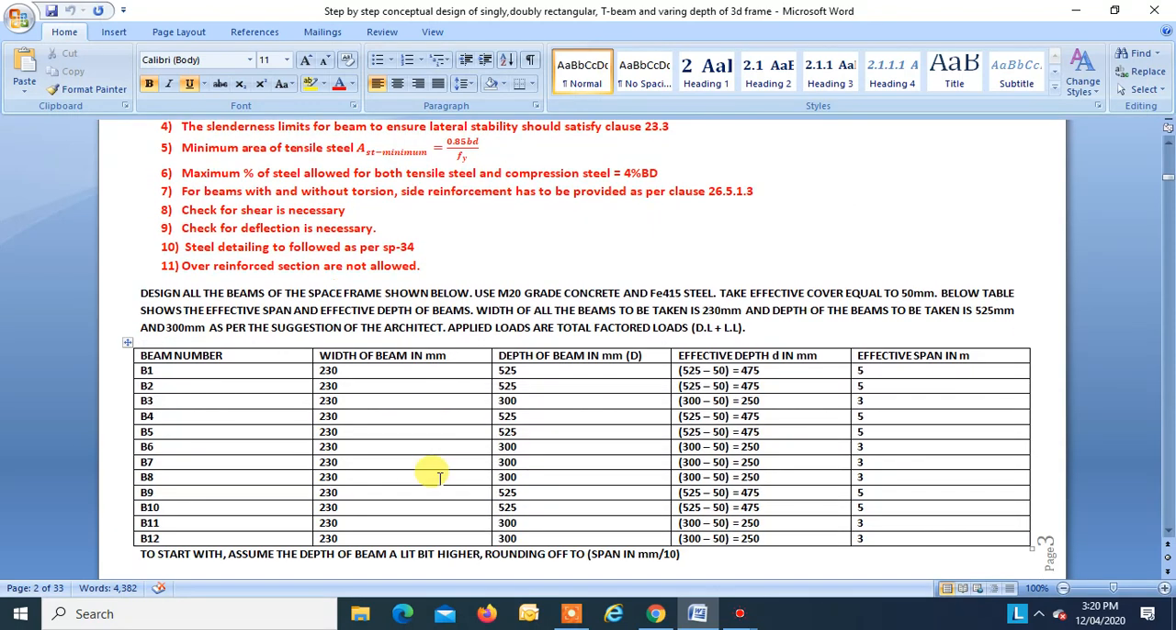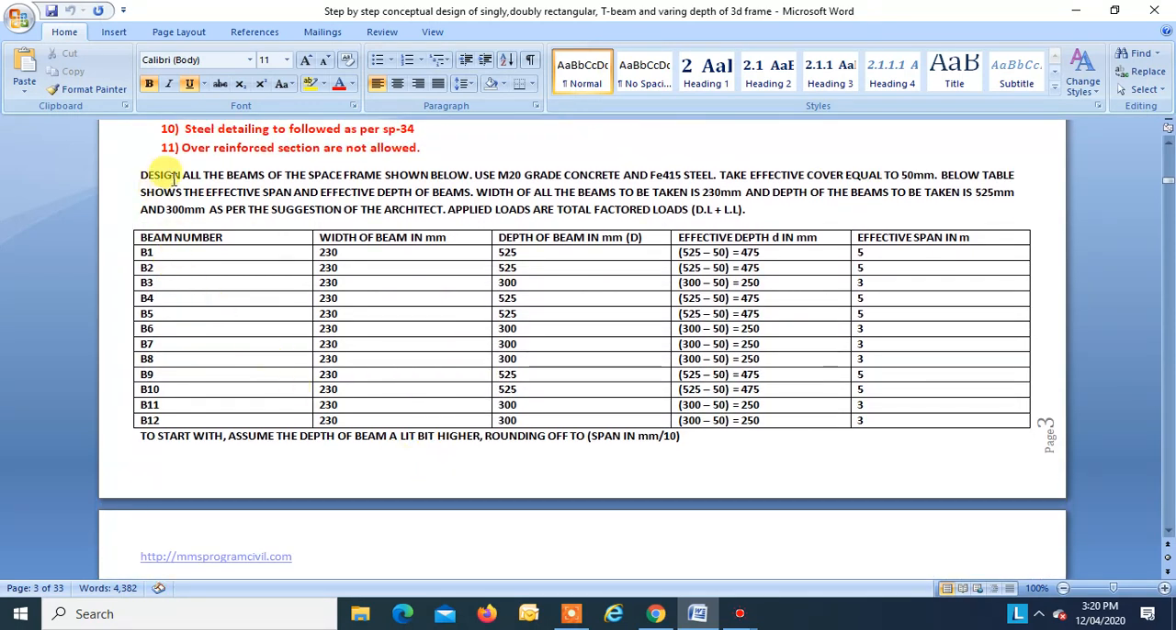Okay. Right. Now design all the beams of the space frame shown below. Use M20 grade concrete and Fe415 steel. Take effective cover equal to 50 mm. The below table shows the effective span and effective depth of beams. Width of all beams to be taken is 230 mm and depth of beam to be taken is 525 and 300 mm as the suggestion of the architect. Okay. Applied loads are total factored loads, that is dead load plus live load.